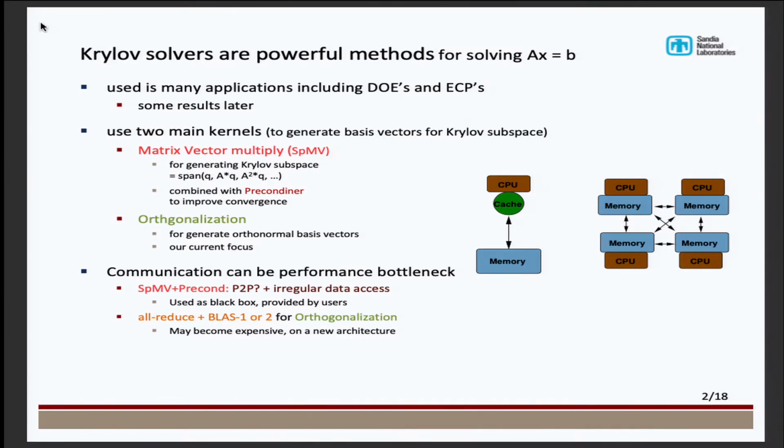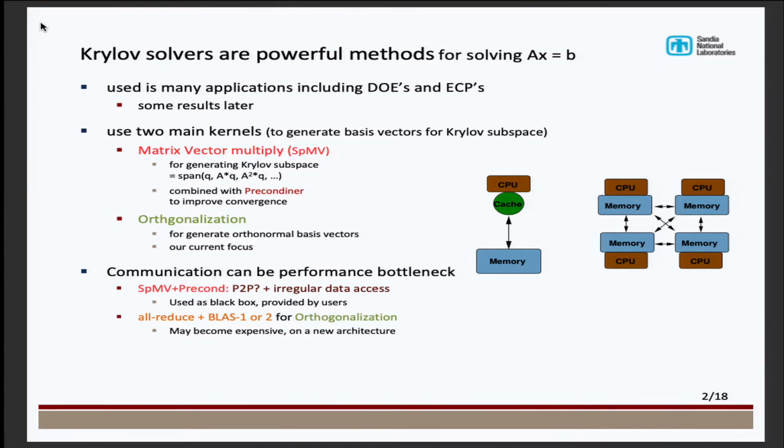I'm going to be showing some results with one of the ECP applications that we've been working on called ExaWind. These solvers are based on two main computational kernels. The first one is SpMVs, or sparse matrix-vector multiplies, and they are used for generating this Krylov subspace. It's typically combined with some type of preconditioner to improve the convergence rate of the solvers. The other one is orthogonalization kernels for generating orthonormal basis vectors for this subspace. And this is going to be the focus of this talk.